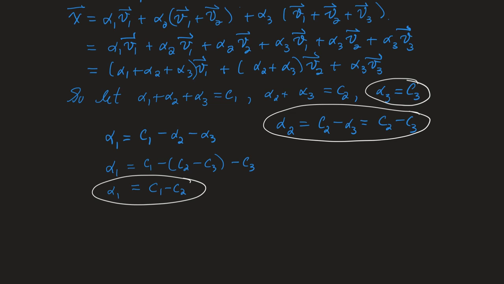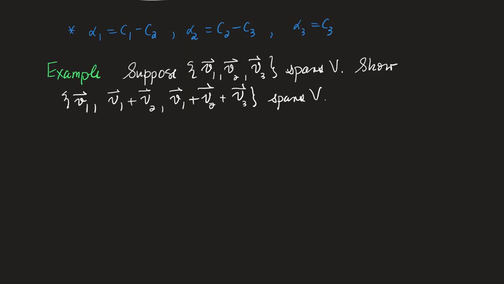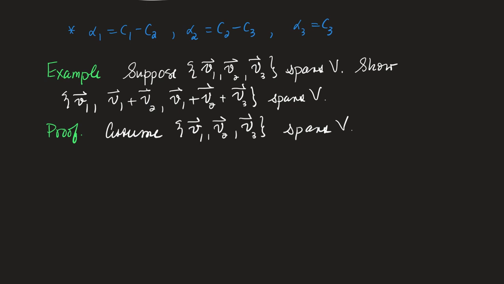I'm now going to write out a nice proof. Just recall what it was that we were going to prove, where we've got that this spans V, and we want to show that this new set spans V. So I'm going to prove that. The first thing we do is we always assume the hypothesis. So I've got my assumption that this set spans V. I want to show that this set spans V.